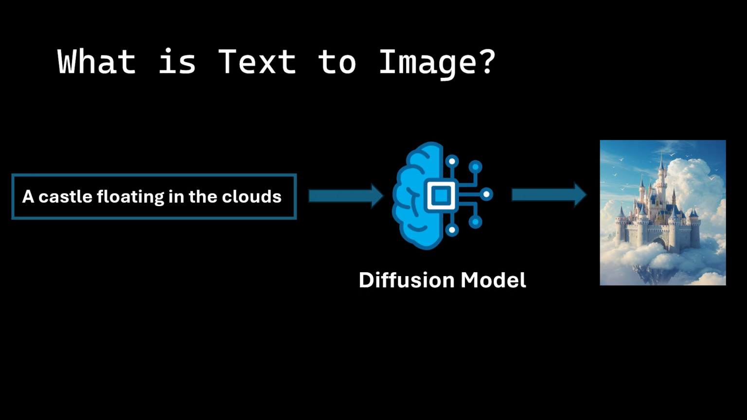What is text to image? While it may seem self-explanatory, text to image means you give the computer a sentence, like a castle floating in the clouds, and the AI generates a picture that matches that, as you can see in the example. The main technology behind this is called the diffusion model. But what is this model and how does it work?